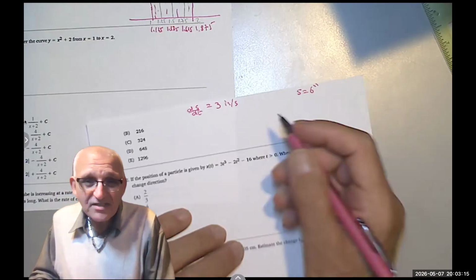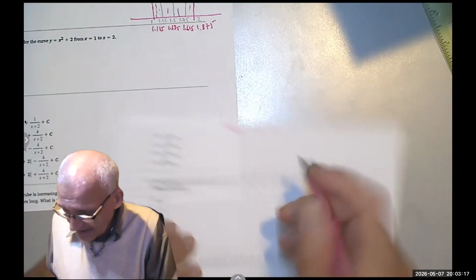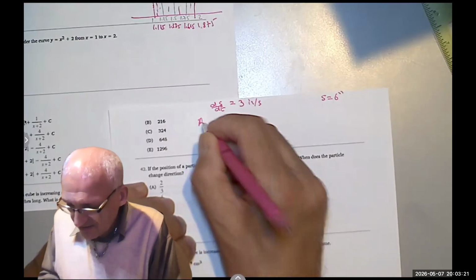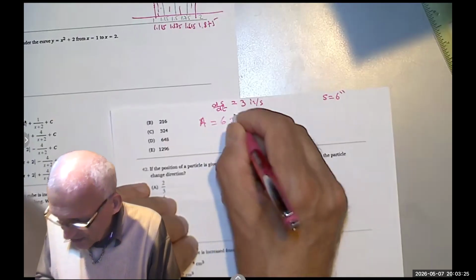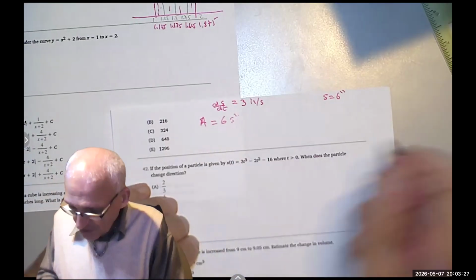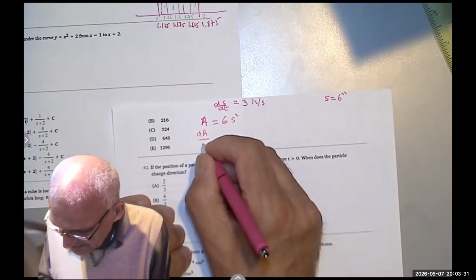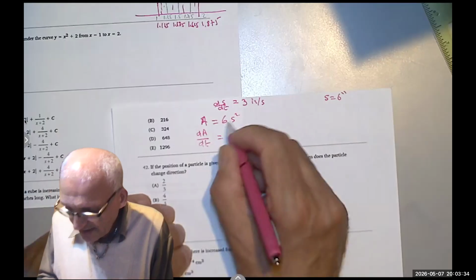The rate of change in inches square per second of the surface area of the cube. Again, like always, you do the related rates. You say the surface area, so I'm going to call it A. Because S is for side, A is 6S squared. We know that. So the derivative of the area with respect to time equals, and you take the derivative.